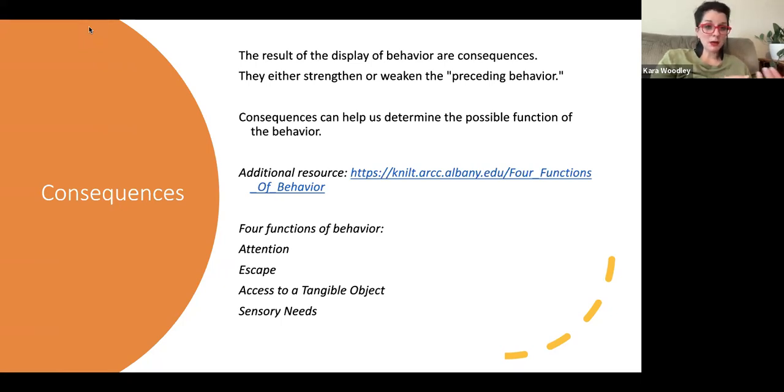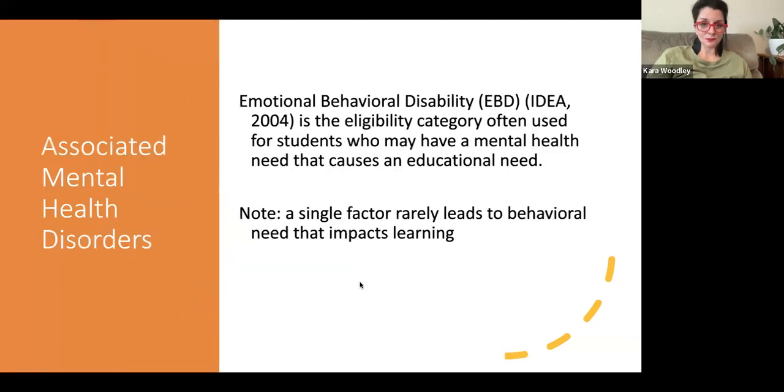Perhaps in the example I just gave about Hayes, the issue was a sensory need. He was hungry, and so they ran out of the food they wanted, and he got upset. The antecedent, we can point to the setting event. We have the consequence, and that was the function of the behavior.